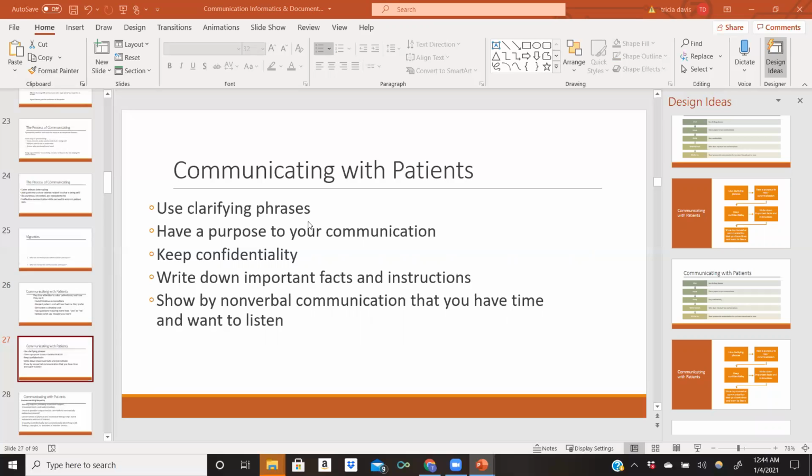So if you're talking about HIPAA sensitive things, personal patient information, you want to make sure that the door is shut and that nobody's outside the door listening. You want to make sure that there aren't other family members in the room. And if there are, you want to make sure that you get the patient's permission to be able to talk about things. You want to write down any important facts and instructions.